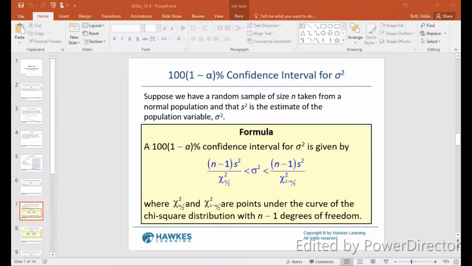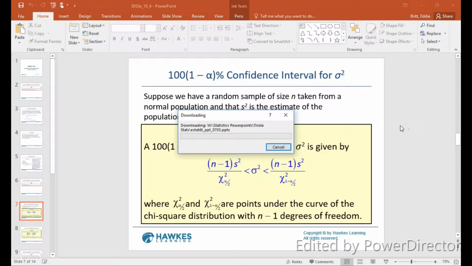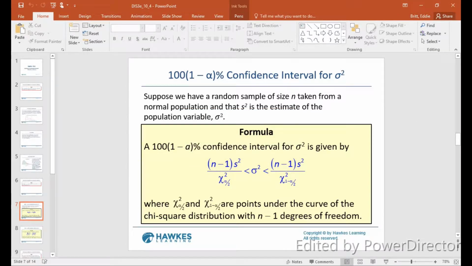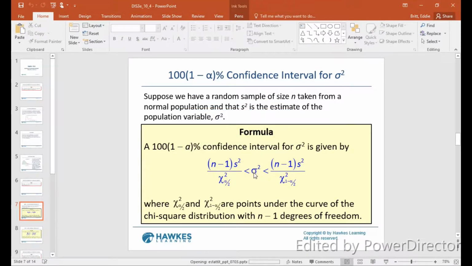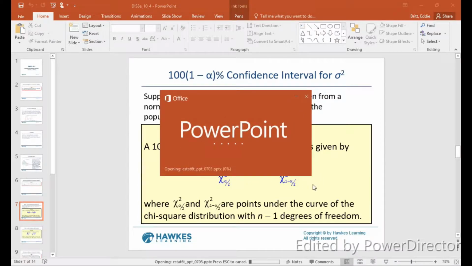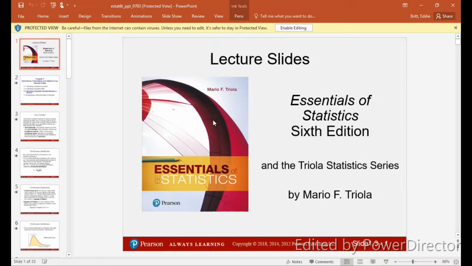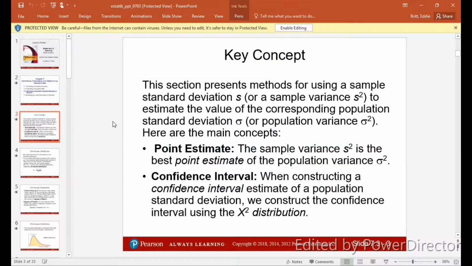I believe it's right here. And I'll show you. And of course, this is for the variance. Standard deviation, you just take the square root of all that. All right, so this is a different book that I've used before.